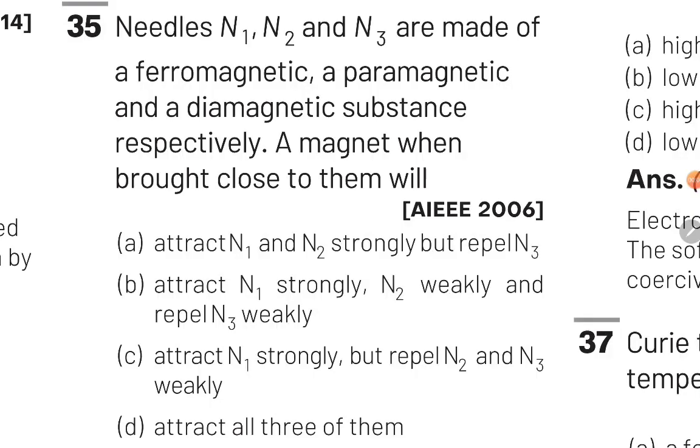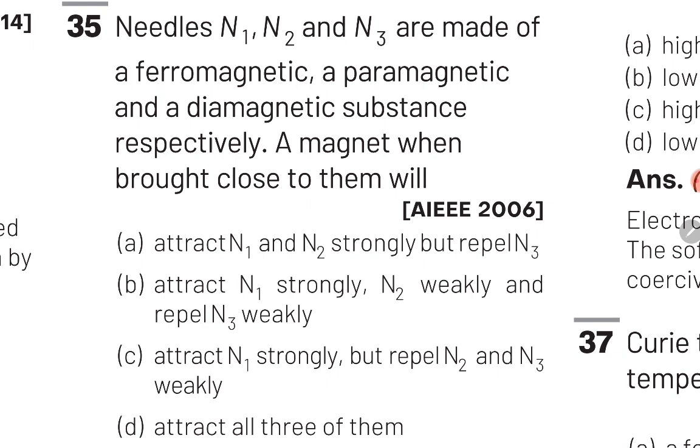Yes students, the 15th question of the chapter is, needles N1, N2 and N3 are made of a ferromagnetic, a paramagnetic and a diamagnetic substance respectively. A magnet when brought close to them will. Guys, in this question, we need to use the concept that a ferromagnetic substance has strong attraction in magnetic field, a paramagnetic substance has weak attraction in magnetic field, and a diamagnetic substance has weak repulsion in external magnetic field.